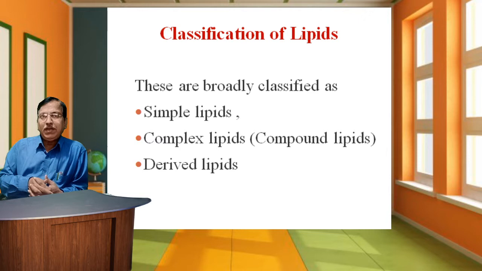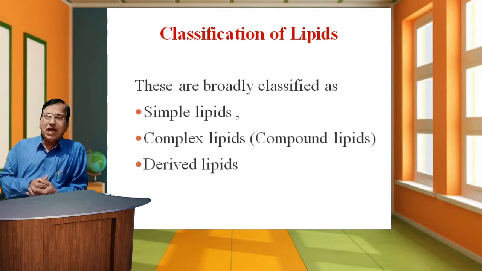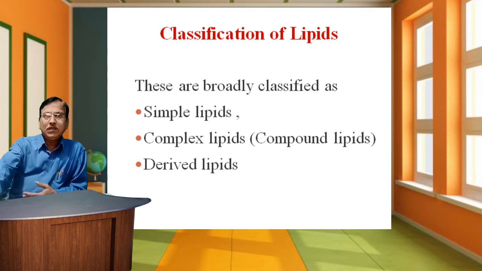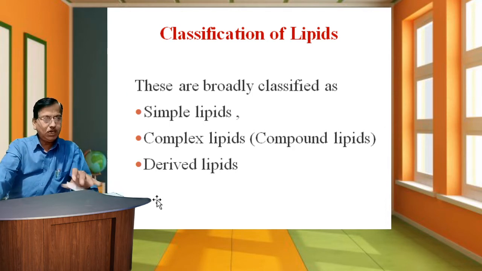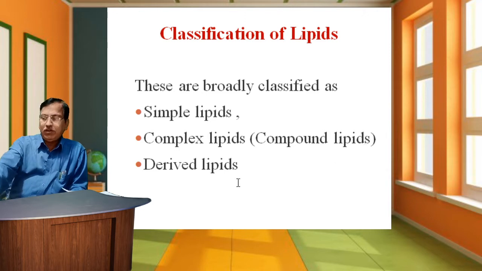Briefly, first, dear friends, all students, we will learn about the classification of lipids. Lipids are mainly classified into the following groups. First are the simple lipids, second are the complex lipids, also called compound lipids, and third are the derived lipids. Fourth is miscellaneous, but mainly there are three groups: simple lipids, complex or compound lipids, and derived lipids.